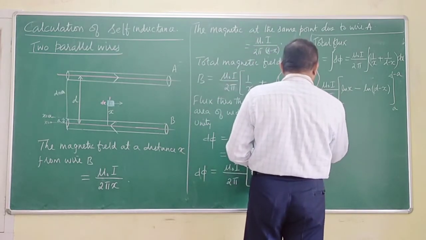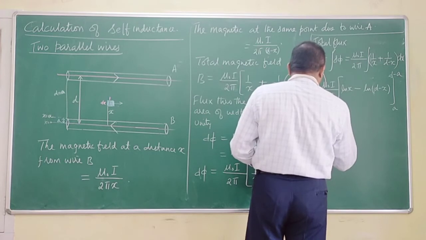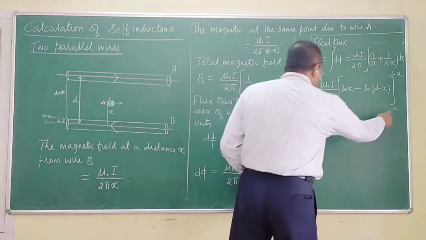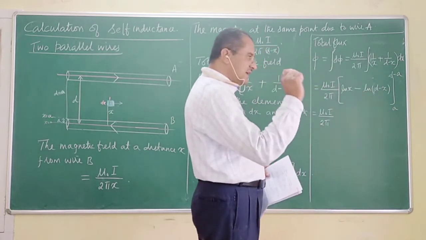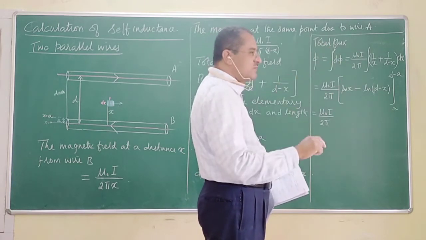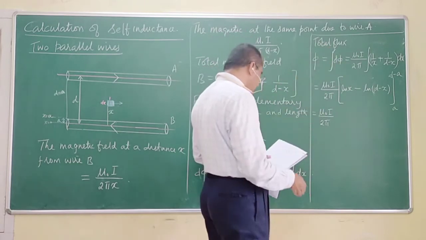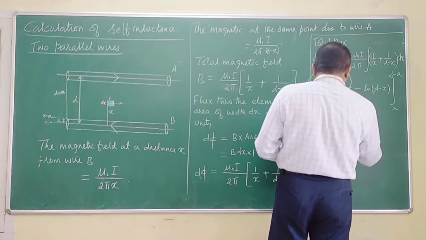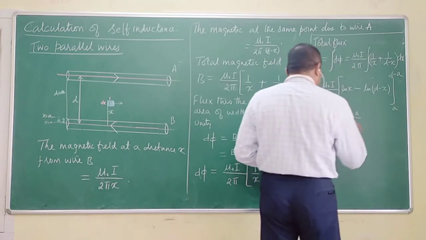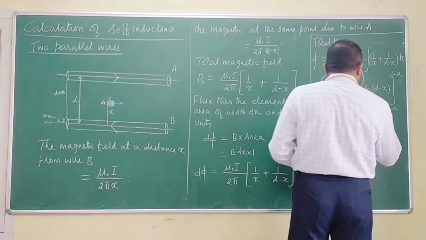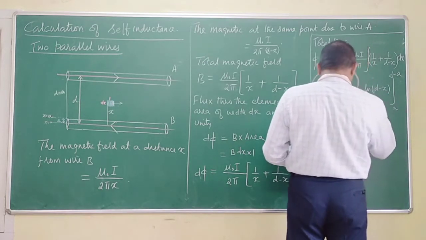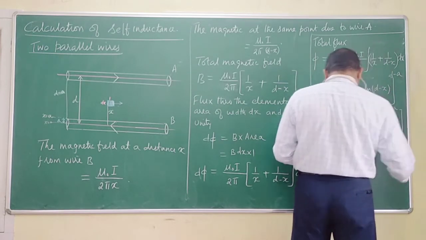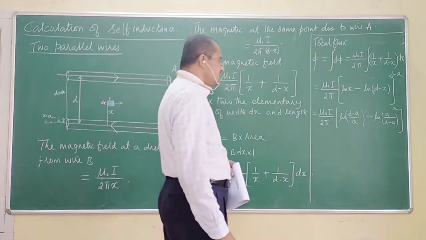Therefore, I get this as mu naught I by 2 pi. If I apply upper limit d minus a and lower limit a, log a minus log b can as well be written as log a by b. Therefore, I write it as ln of d minus a by a minus ln of a by d minus a. Is that okay to you, sir?